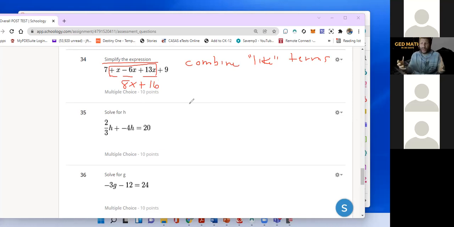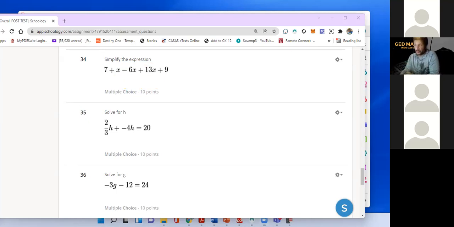Well, Mr. Tinsley, I thought you were talking about number 35. The reason why I wanted to make sure everyone knows how to combine like terms is because this is why people get 35 incorrect. So if I'm looking at number 35, correct? 2/3 h plus minus 4h equals 20. Where would I even start to solve that problem? Does anybody know?